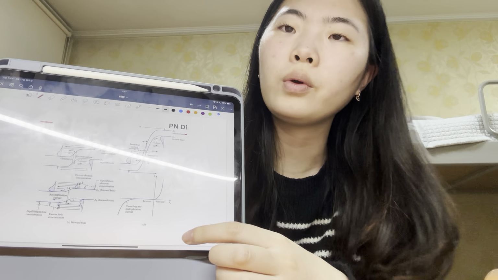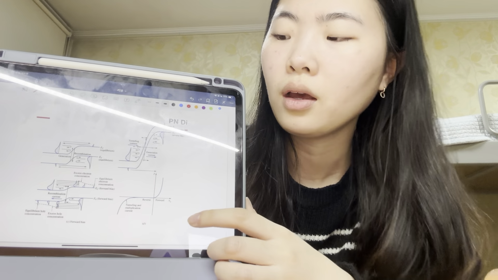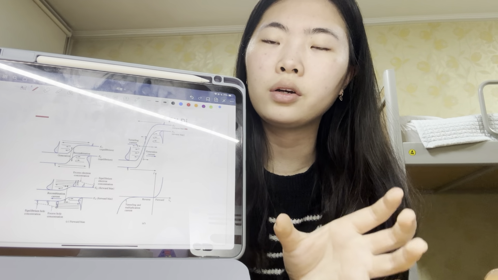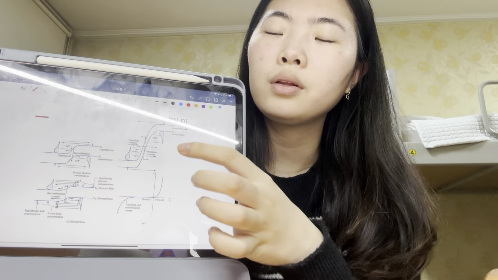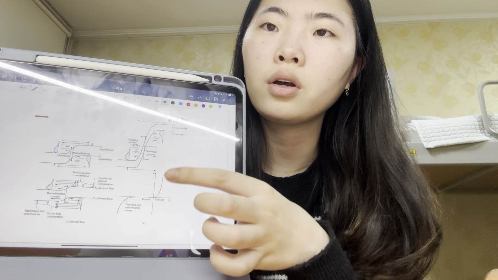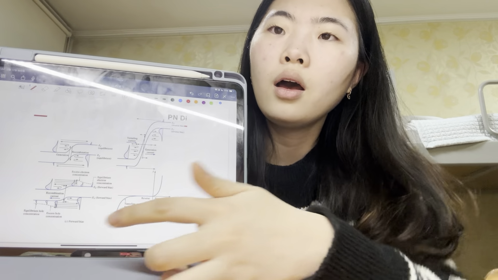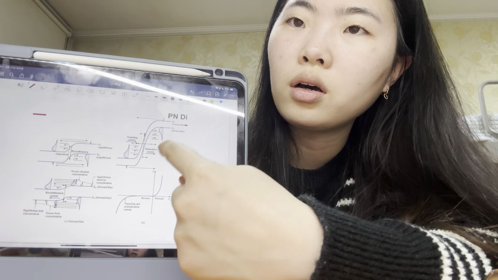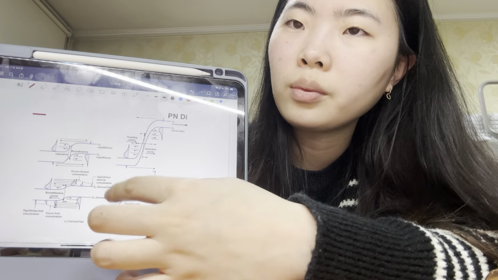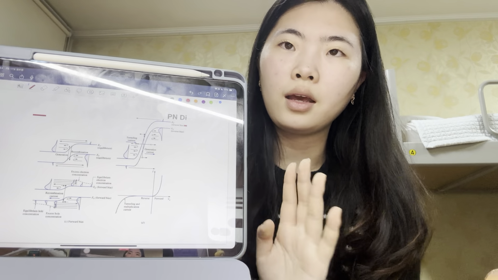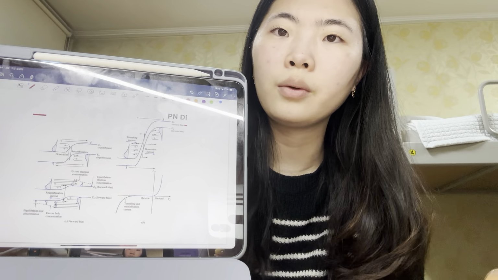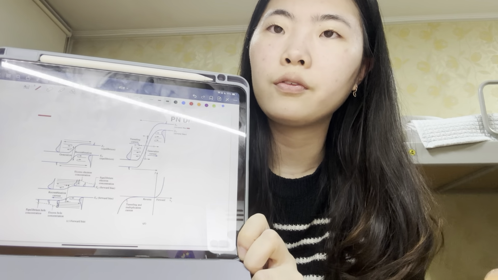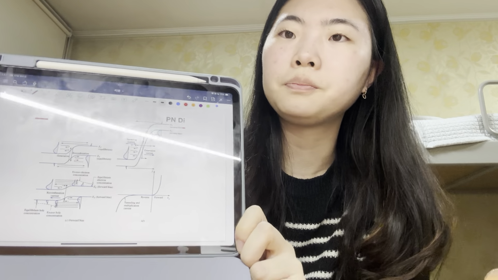Then when we put the reverse bias in here, the depletion region is going to be bigger than before, and the built-in potential, the potential barrier, is going to be higher than before. So when the electron wants to move up, the carriers cannot move as well as before, so the current flows lower than before.